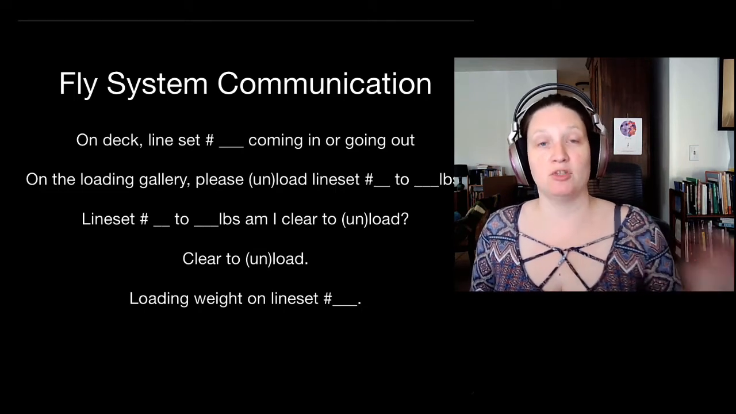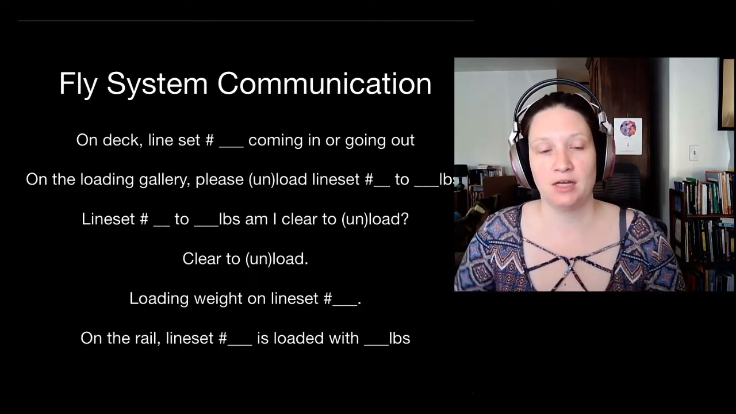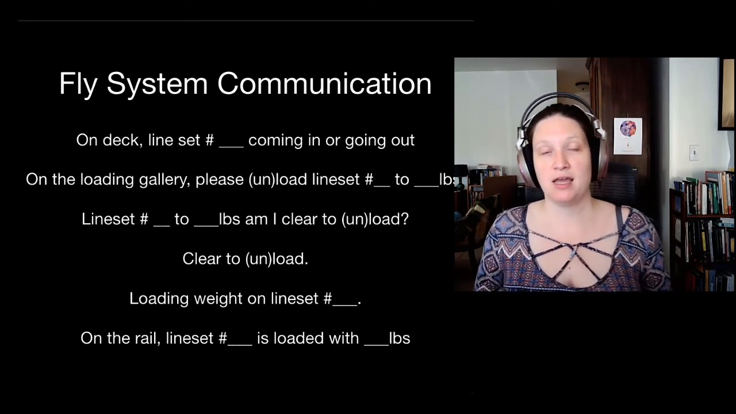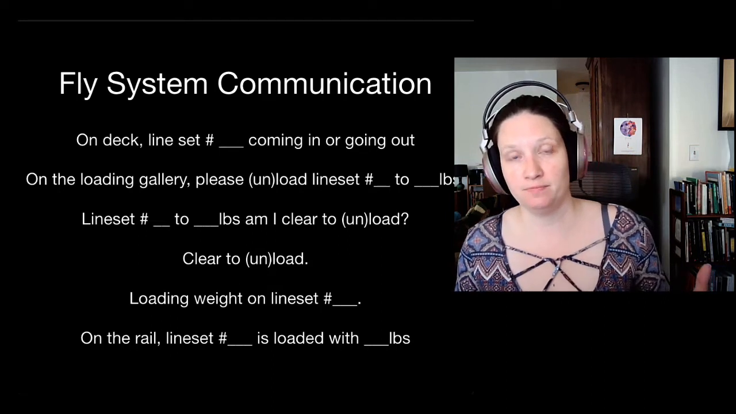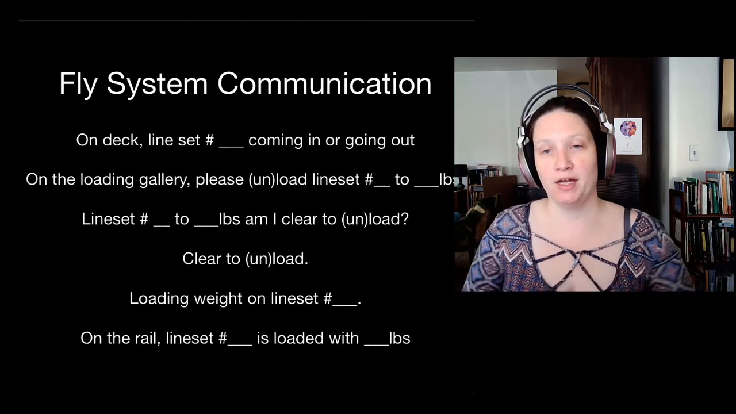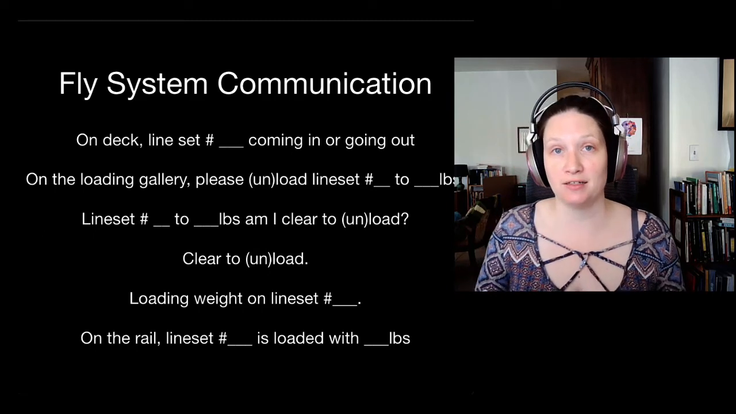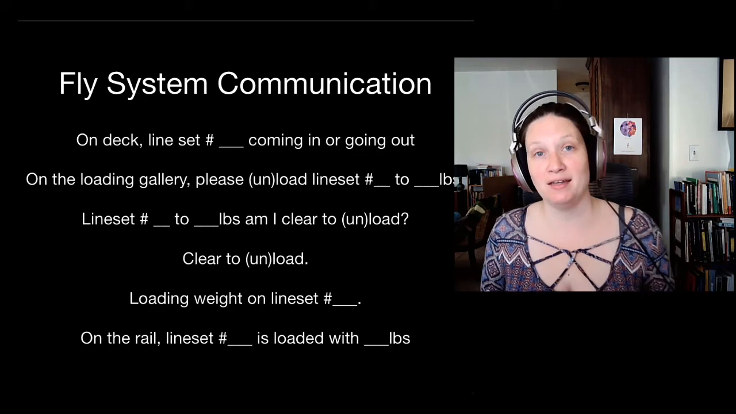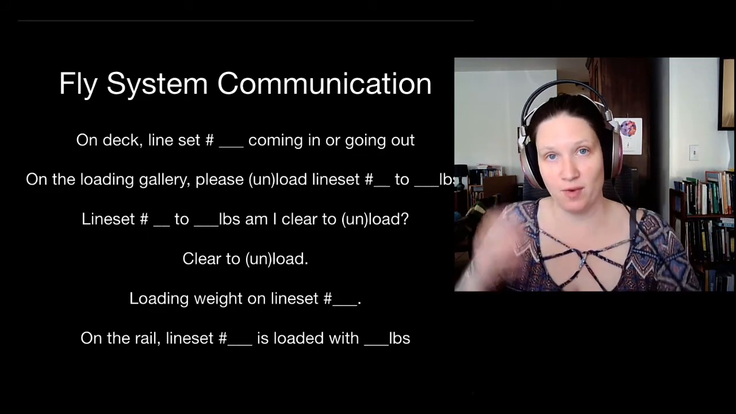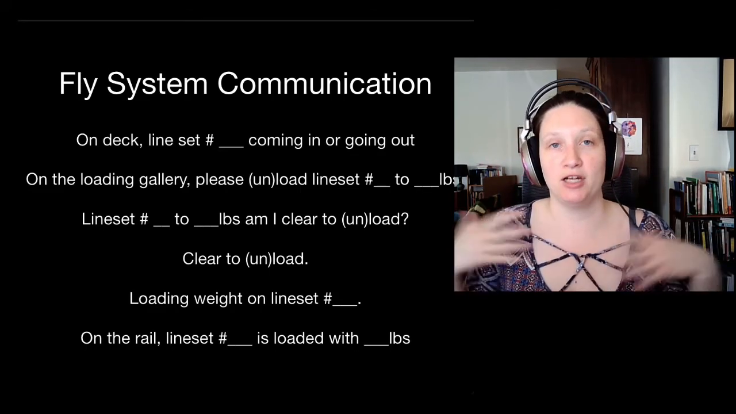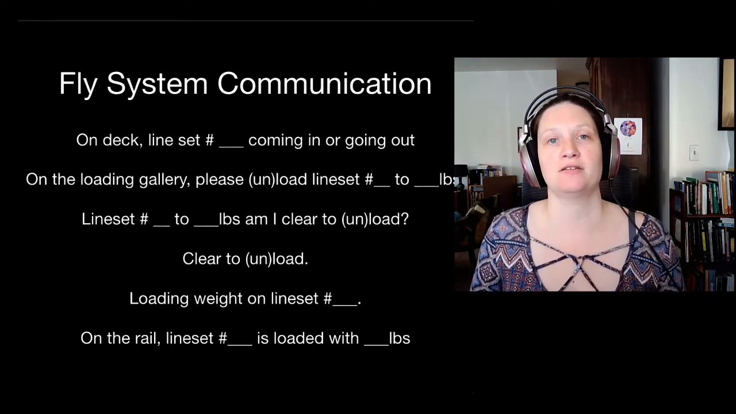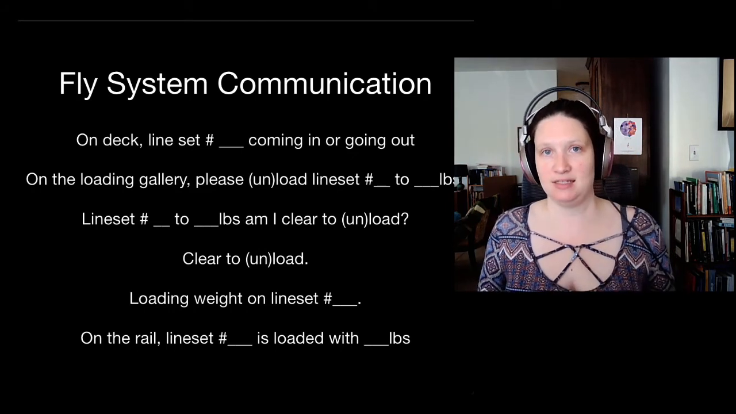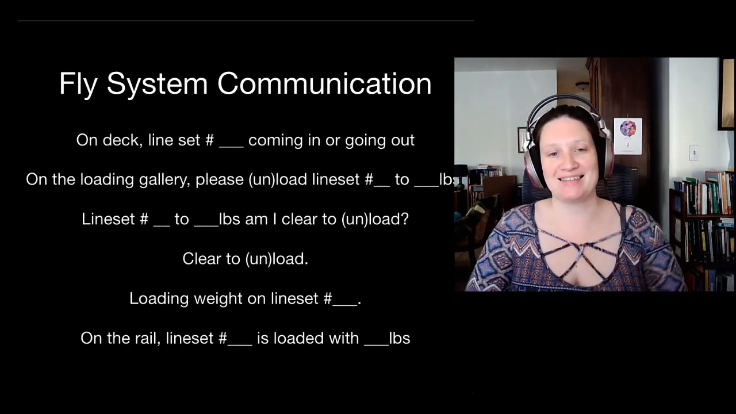And then they say, I'm loading weight on line set 4. And then they say on the rail, line set 4 is loaded at 25 pounds, and they let you know that they are clear. And then the person on the deck will come back and let you know that they're testing weight, right? So they'll be like, line set 4 at 25 pounds, I'm testing weight. So then they will test the weight on that line set. And you repeat until you are at balance, until your counterweight is correct. Then you would fly that line set out to trim. So that's an example.